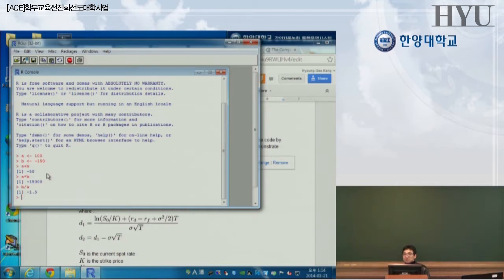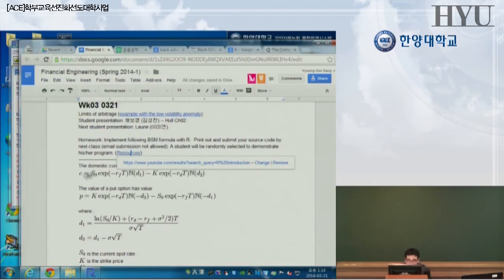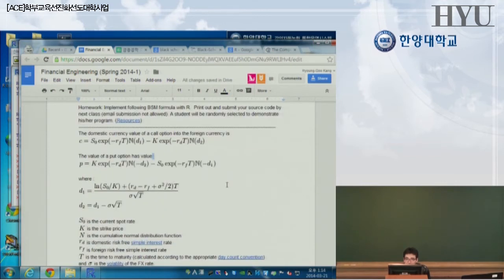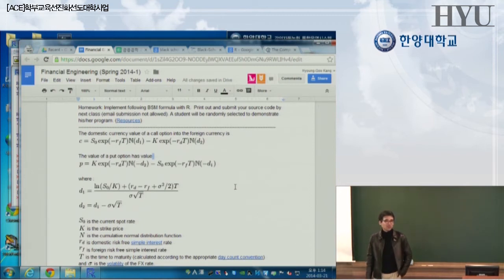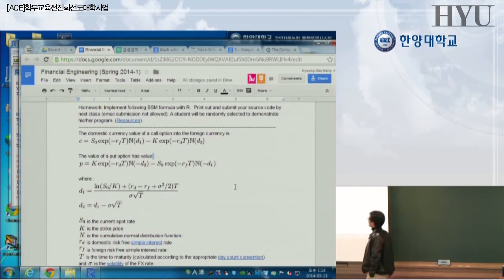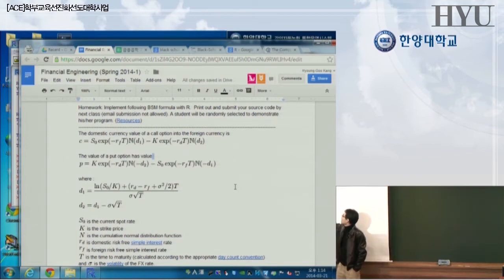No question, I guess. Now, in order to do my homework, you want to implement the Black-Scholes formula with R. I didn't teach you what the Black-Scholes formula is, which means you don't have to know what the Black-Scholes formula is at all to do the homework. This is enough, okay? So you don't have to know anything about the Black-Scholes formula. Anyway, in this homework, these are the input variables. C or P is the output variable.